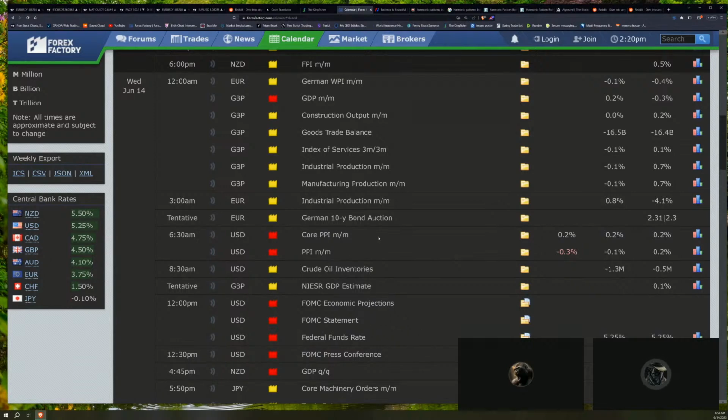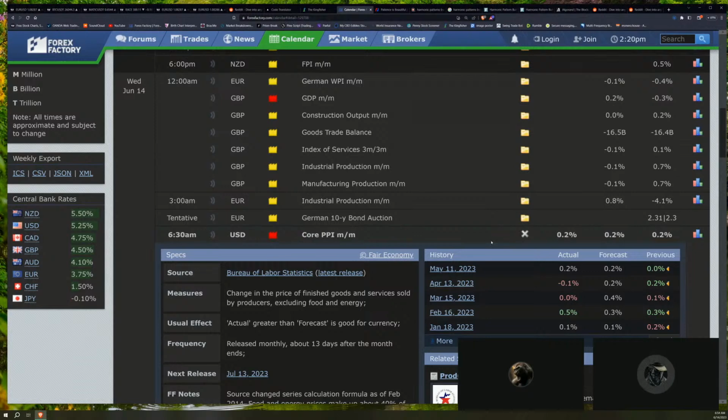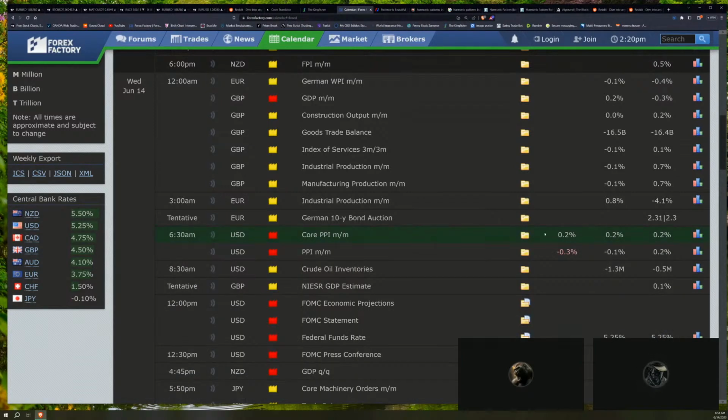But at least the PPI came out this morning. The core PPI, which I think excludes food and energy, the producer, the manufacturing side of inflation, was as expected. And the PPI that includes food and energy was quite a bit lower than expected. It was actually down a fair amount, so down two notches, if you will.